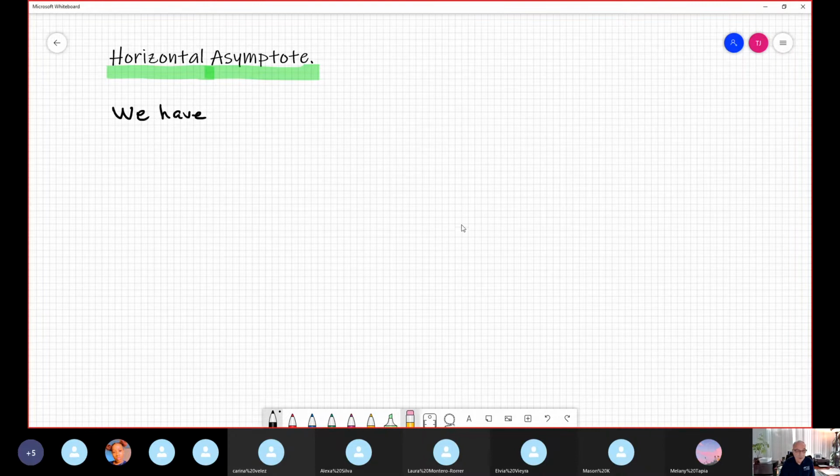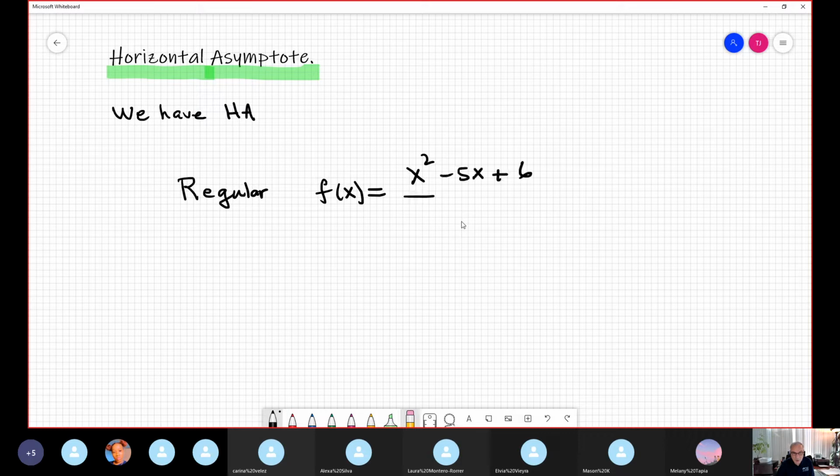We have horizontal asymptote and two conditions, two possibilities. The first one is called regular, and regular is when the degree of the polynomial at the top. Suppose this example: f of x is equal x squared minus 5x plus 6 over x squared minus 3x plus 9.